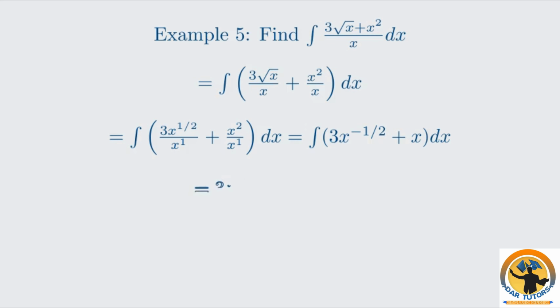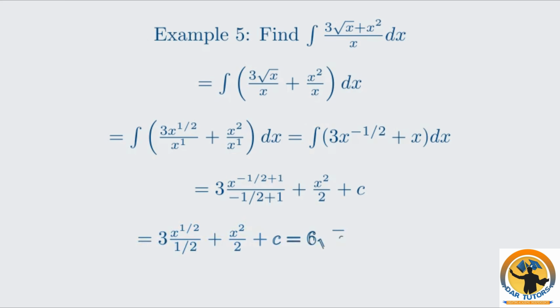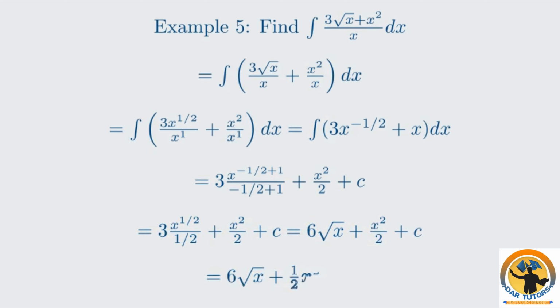The integral of 3x to the negative 1/2 is 3 times x to the 1/2 over 1/2. The integral of x is x squared over 2. And we add our constant of integration, c. Let's simplify the first term. Dividing by 1/2 is the same as multiplying by 2. So we have 3 times 2 times x to the 1/2, which is 6 times the square root of x. Our final answer is 6 square root of x plus 1/2 x squared plus c. This example highlights the importance of simplifying the integrand before attempting to integrate.